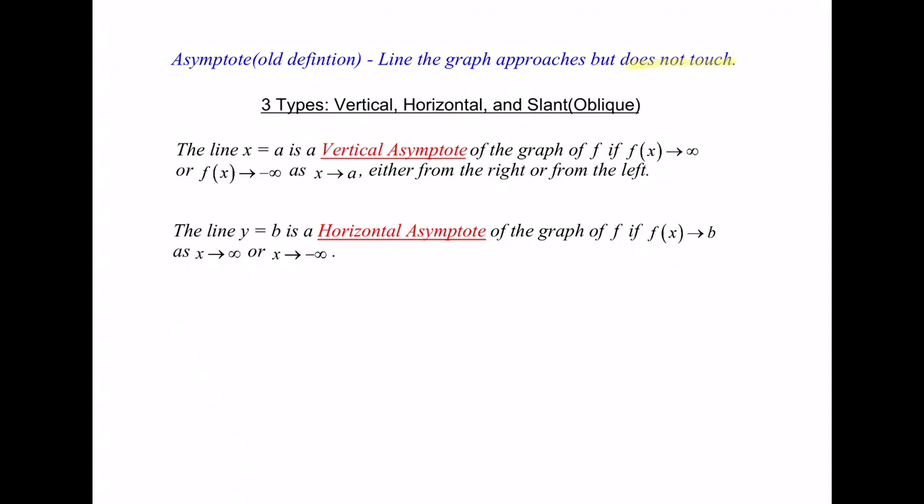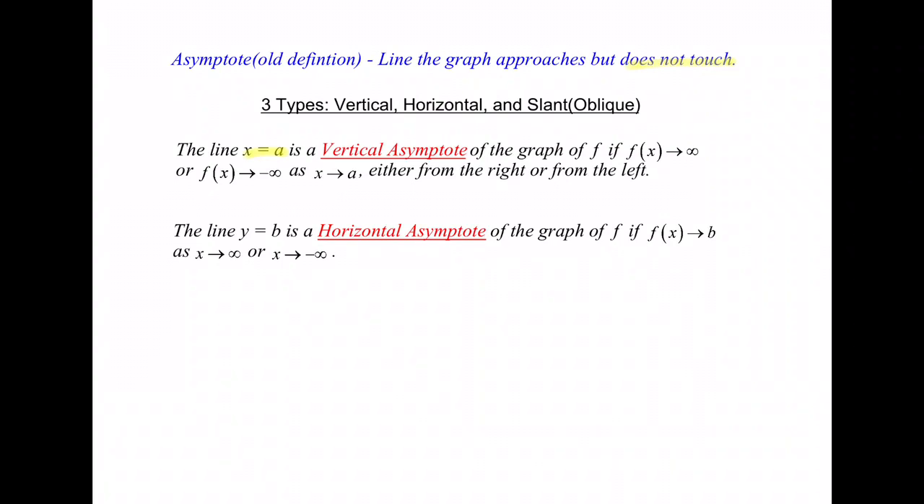The third one will be a slant or an oblique asymptote, and we'll talk about that later. The two that I want to talk about today are the vertical and the horizontal. The line x equals a will be a vertical asymptote of f if f of x approaches infinity or f of x approaches negative infinity.